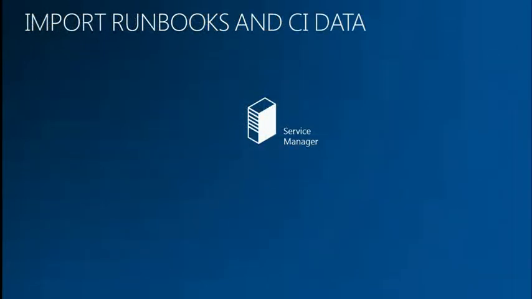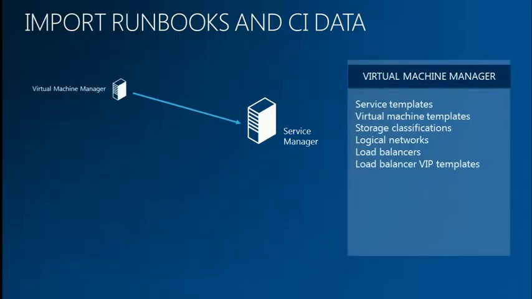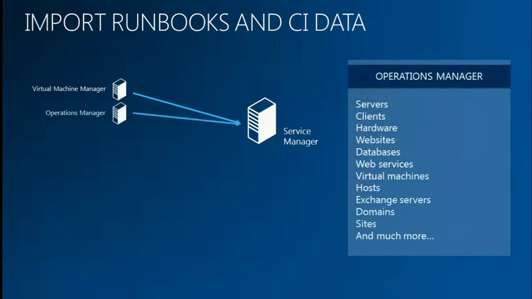So, how do we import runbook and CI data? CI stands for configuration items, into Service Manager CMDB. We start with Virtual Machine Manager. Using our connector framework in Service Manager, we get data such as service templates, virtual machine templates, storage classifications, logical networks, load balancers, load balancer VIP templates, stuff that VMM knows about. Through Operations Manager, we get more server information, client information, hardware, websites, databases, so on and so forth.